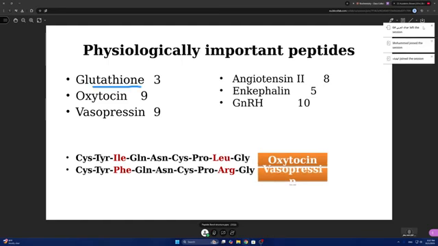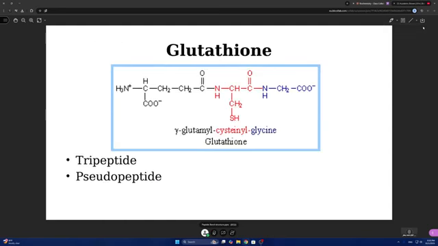The glutathione is very important. We will come to the glutathione in the next slide. Glutathione has 3 amino acids: glutamate, cysteine, and glycine. This is the reason they are called a tripeptide, although they have two peptide bonds only. The one peptide bond is this, and the other one is this. This one is a false peptide bond, and this one is a true peptide bond.